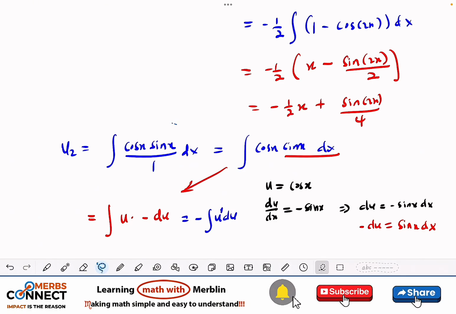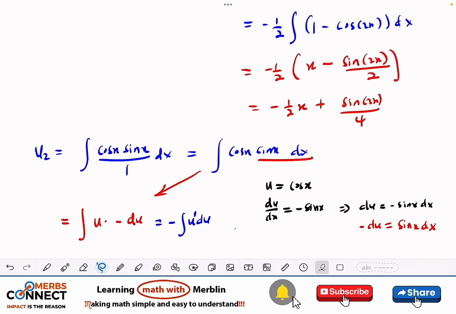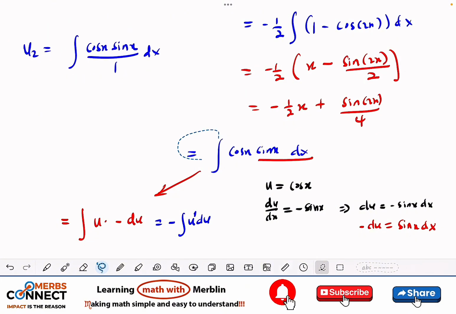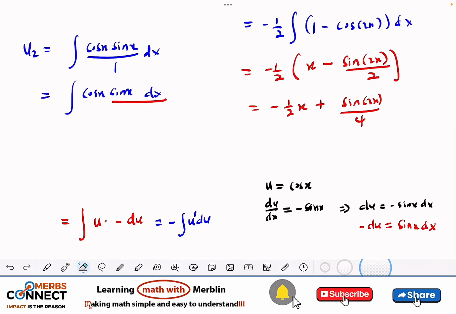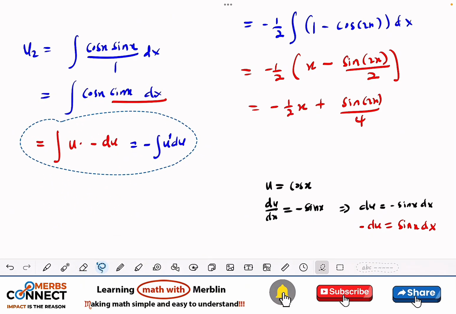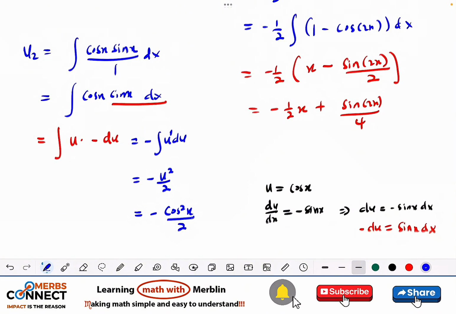I think it's better for me to push these small from here. Okay, so let me just push this one here, followed by this one. Good. Then I can clean this and move this one here. Good. So using the power rule, this is going to give us minus u squared divided by 2. And we know that u is equal to cos, so this is going to give us equals minus cos squared x divided by 2. So this is what I'm going to get for u2, right?